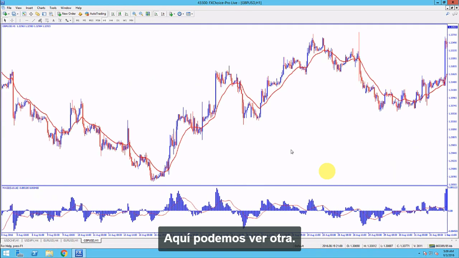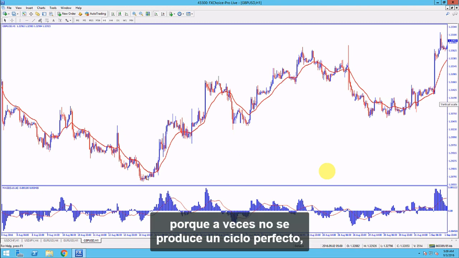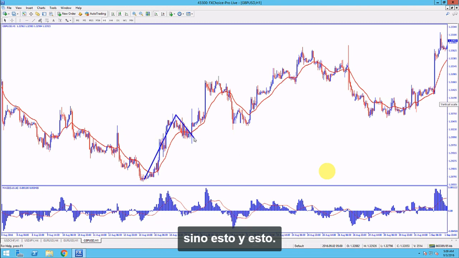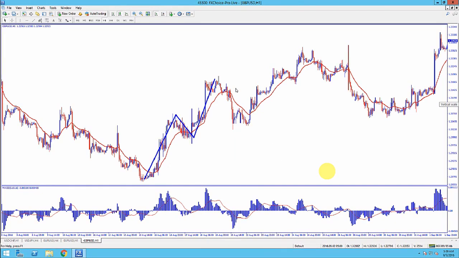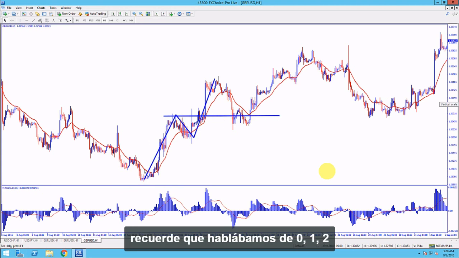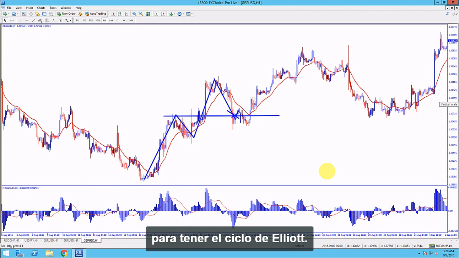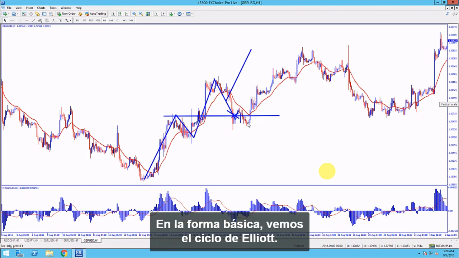Here's another one that we can look at. What I wanted to mention was an ABC wave. That sometimes you don't get that perfect Elliott. You get this and that. That's it. So where you have crossed this, remember we talked about 0, 1, 2, 3, 4. The fourth wave needs to stay above to have that Elliott formation. If it would have just stayed here and continued, that would have been perfect. So in its basic form, we look at Elliott 5 wave.